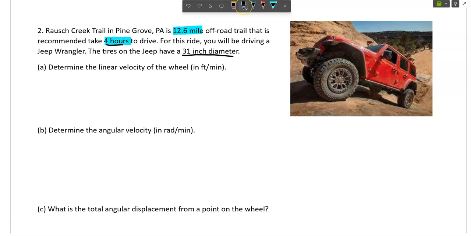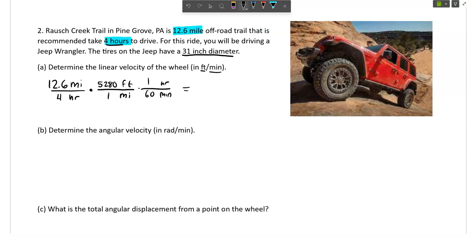So we're actually going to be able to figure this out pretty quickly. So right away, we're going to take 12.6 miles and we're going to divide it by 4 hours. This is going to give me my total velocity, but because we want this in feet per minute, we're going to have to do some conversions here. So first things first is we want to get rid of miles. So 1 mile is equivalent to 5,280 feet. And then hours will go up top, and we want what? Minutes. 1 hour is 60 minutes. So we're going to go ahead and run those calculations.